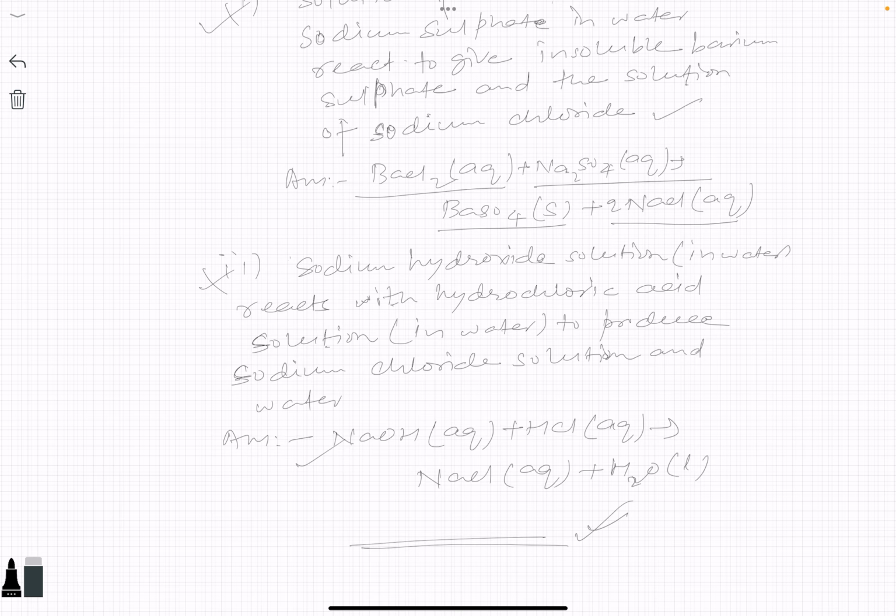Okay, these all are in-text questions of the NCERT book.